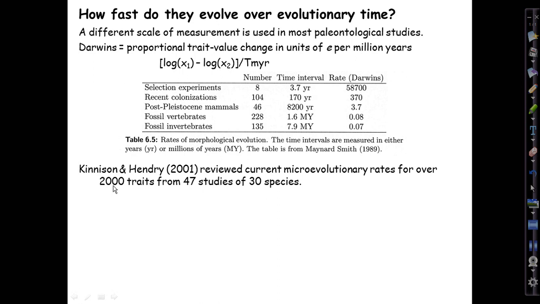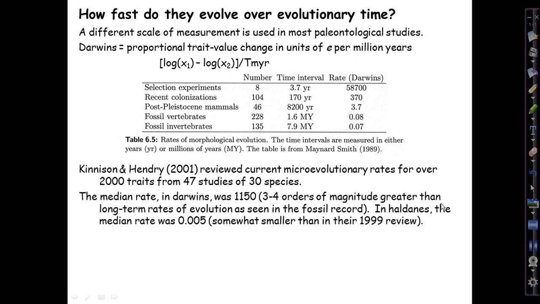A couple of years later, Kinnison and Hendry redid their study of microevolutionary rates with a much larger number of traits from a substantial number of studies of 30 different species, so a much bigger data set. Their median rate in Darwins this time was over 1,000, which is 3 or 4 orders of magnitude greater than the long-term rates of evolution seen in the fossil record.